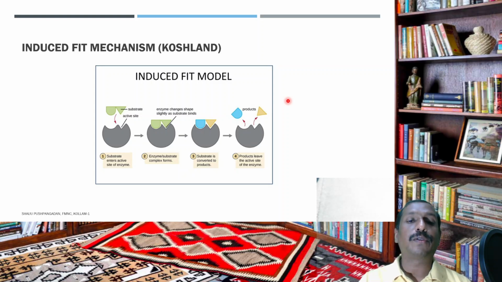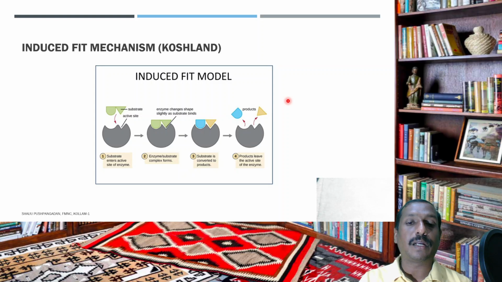According to this induced fit model, the shape or conformation of the substrate may not be suitable for the active site of the enzyme. But whenever the substrate approaches the enzyme, the substrate induces the enzyme to change its active site in order to accommodate that particular substrate, so that the substrate can bind with the active site of the enzyme.